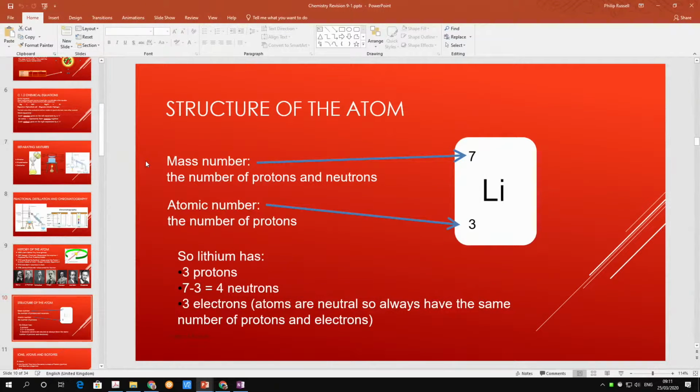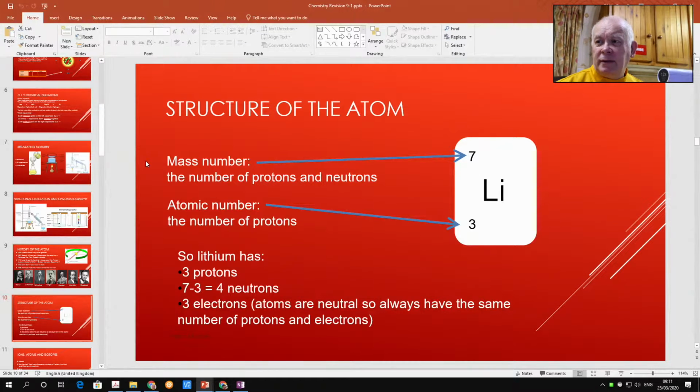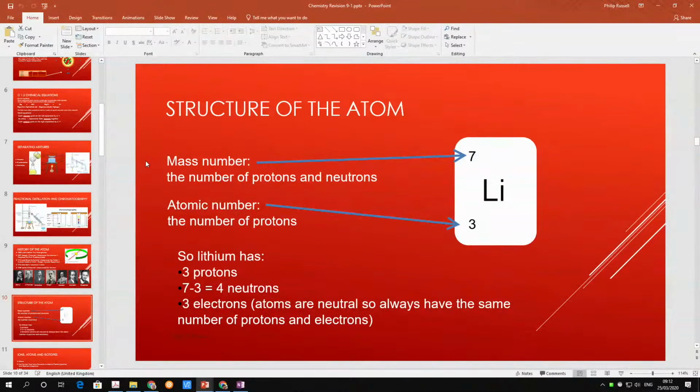Well, the basic structure of an atom is something like this. You often see these in the periodic table, and we get a mass number at the top and an atomic number at the bottom, unless, of course, your periodic table runs the other way, because there is no real hard and fast rule about which one goes where. We have basically a larger number and a smaller number. The larger number is the mass, and that's the number of protons and neutrons.